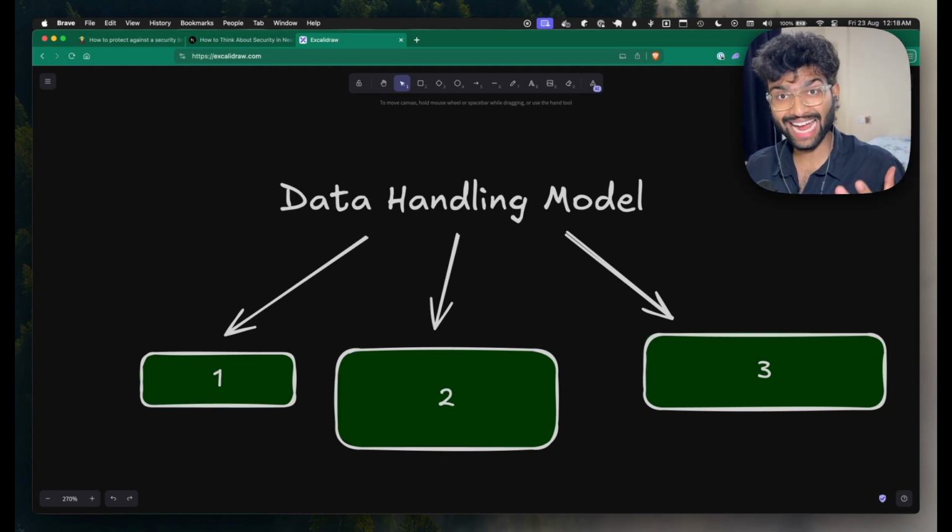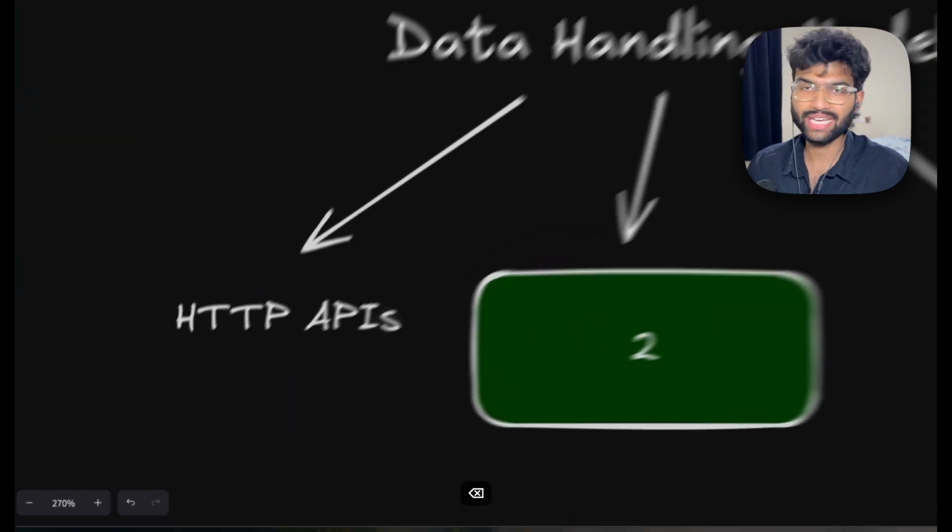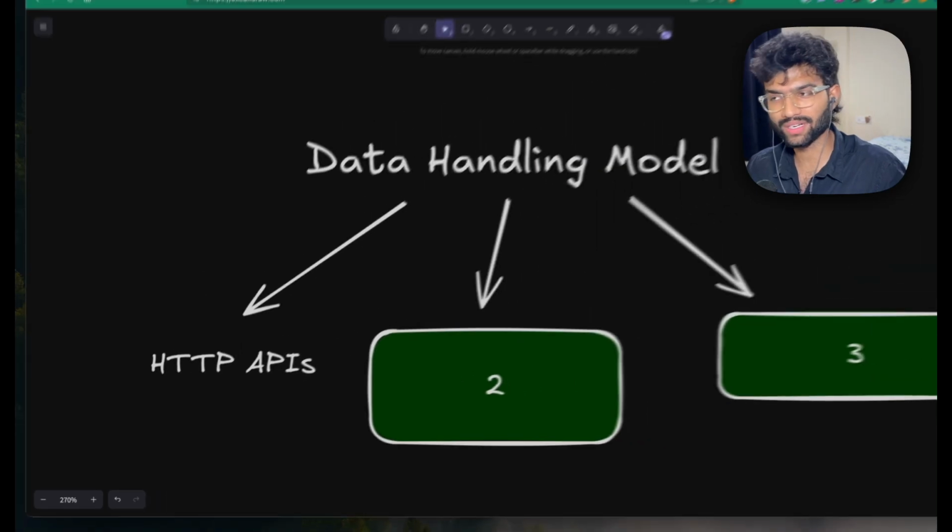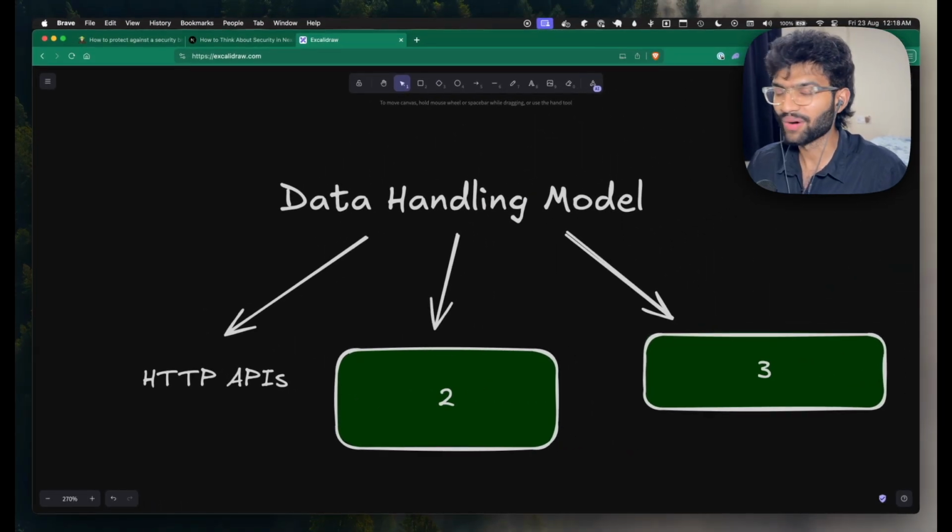Before we begin with improving the security of our Next.js application, let's understand the ways in which we can interact with data inside our React components. That is, React components present inside our Next.js applications. So the first approach is simply using HTTP APIs, which is probably the oldest and most old school way of fetching data and mutating data.